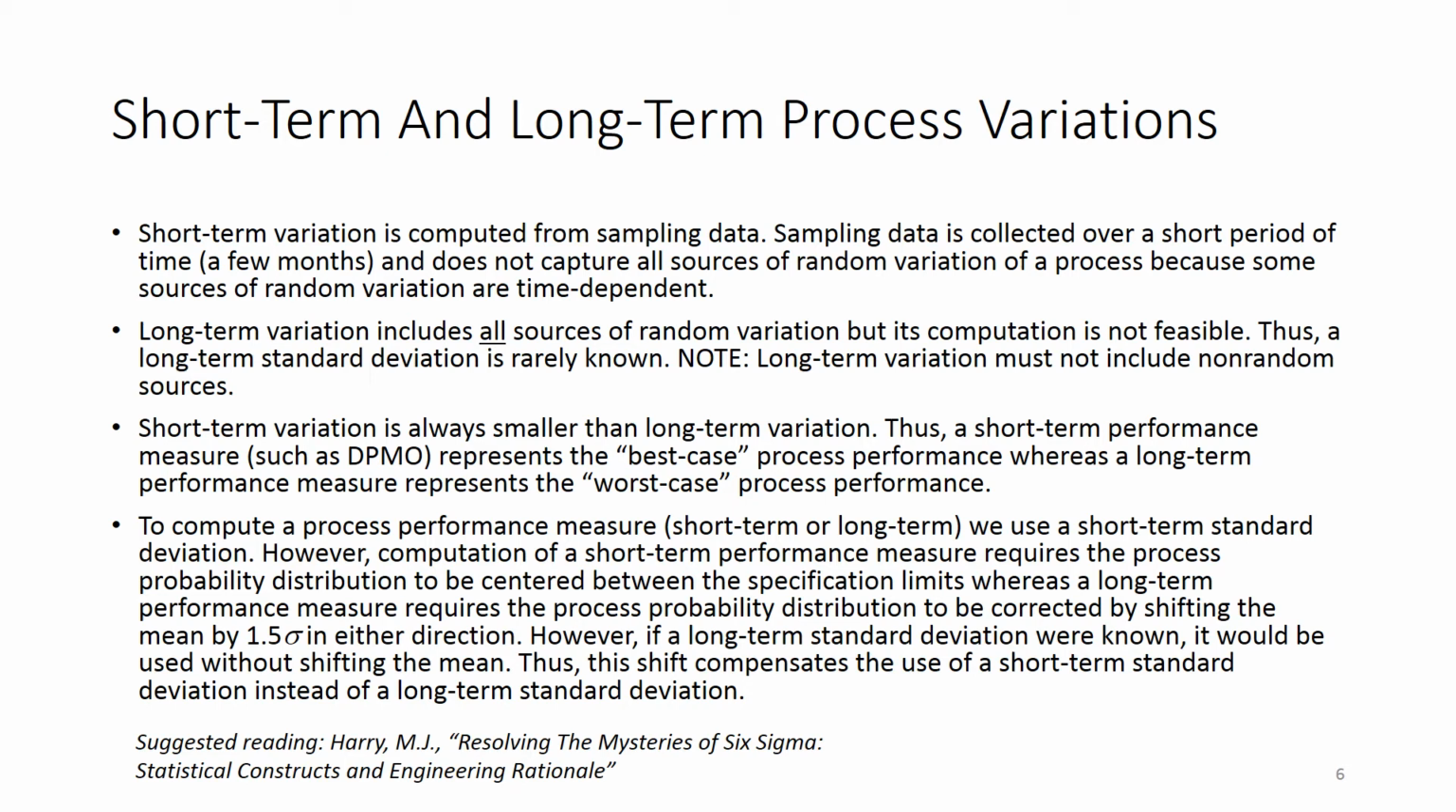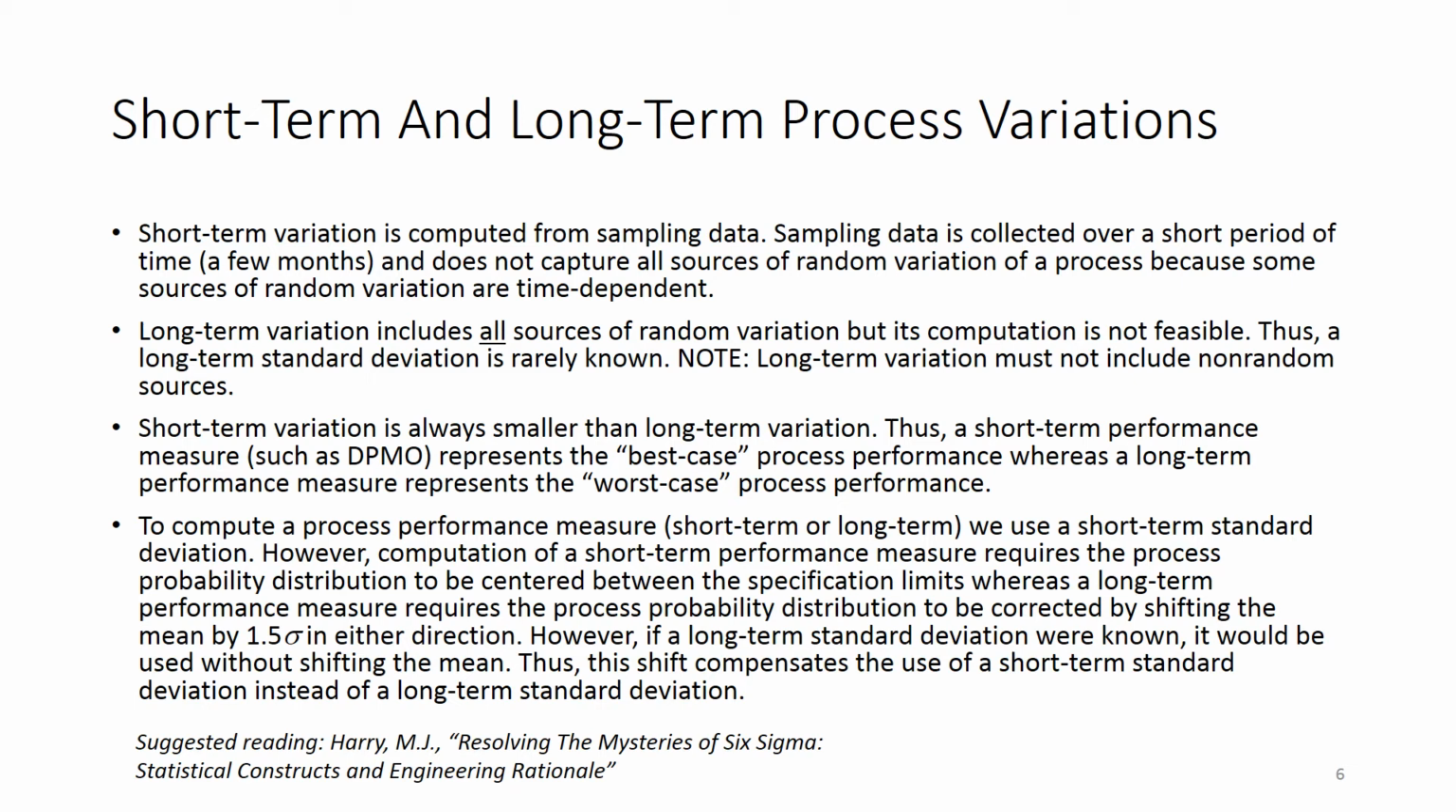Long-term variation, on the other hand, includes all sources of random variation, but its computation is not feasible. Thus, a long-term standard deviation is rarely known. Please note that long-term variation must not include non-random sources, and this is a very typical misconception. Short-term variation is always smaller than long-term variation. Thus, a short-term performance measure such as DPMO represents the best case process performance, whereas a long-term performance measure represents the worst case process performance.